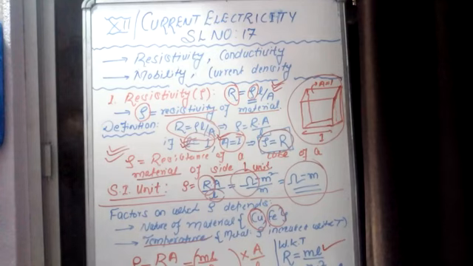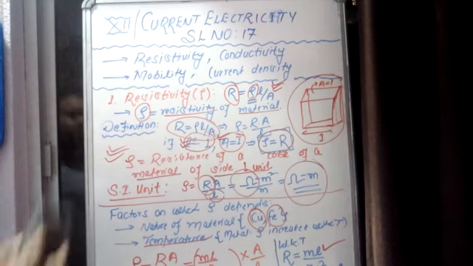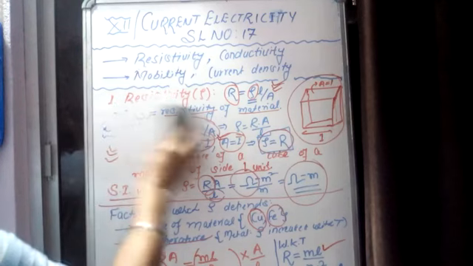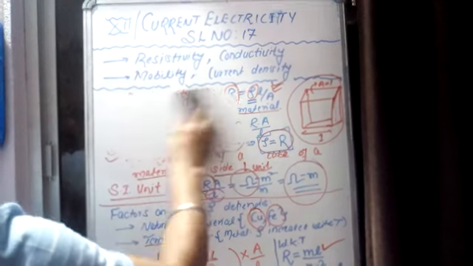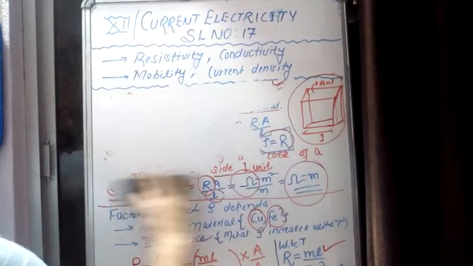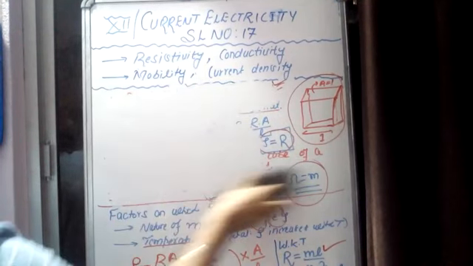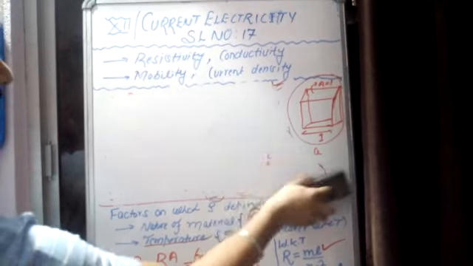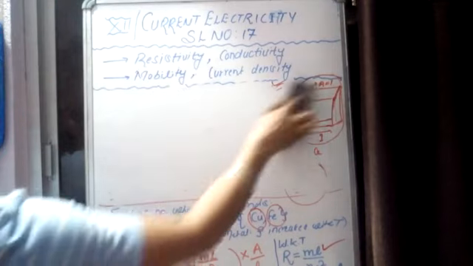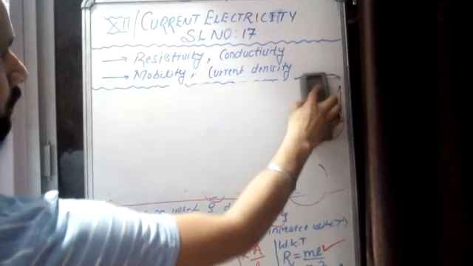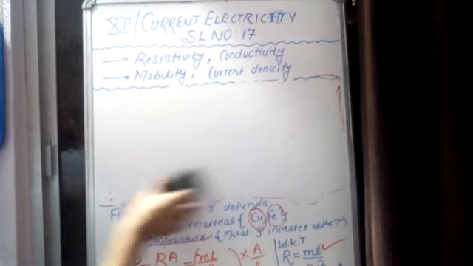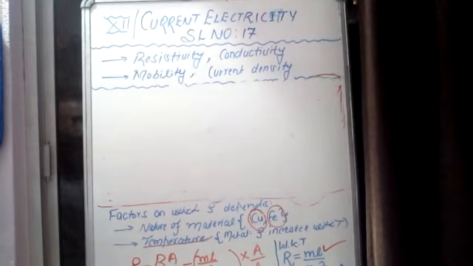It depends upon which type of material we are taking. For example, I am taking the case of a conductor. What happens to the resistivity of the conductor if we increase the temperature? Experimentally it is proven that, for example, if I take a copper wire and current is flowing through it, after some time the temperature increases. Now the resistivity of the copper wire increases.